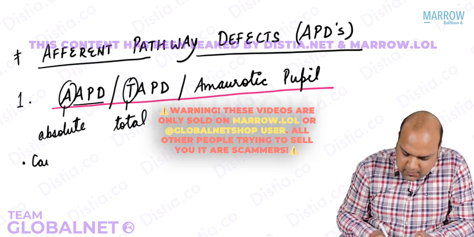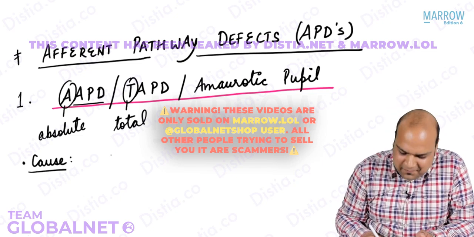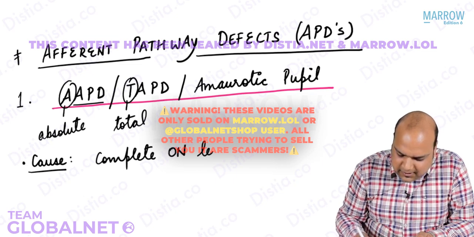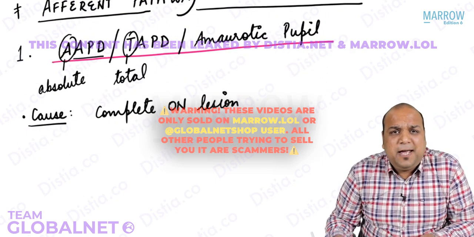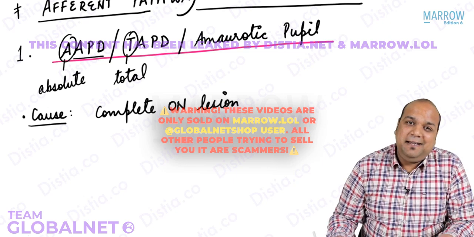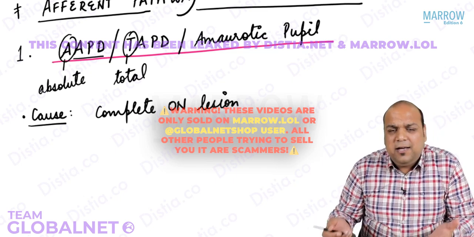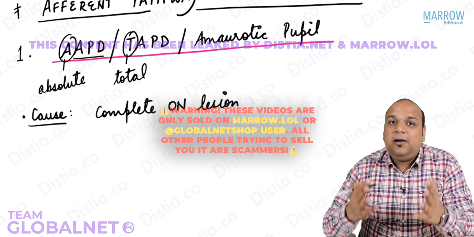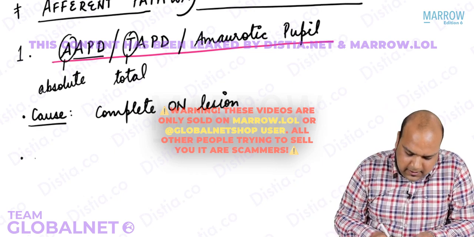Based on this and your common sense and your English knowledge, if I ask you what is the cause of AAPD or TAPD, I think it will be very simple to say complete optic nerve lesion. Can I say this? Complete optic nerve lesion. Optic nerve is the afferent pathway. Absolute means something which is complete in total, everybody. So the answer becomes complete optic nerve lesion, which may occur in cases of end stage optic atrophy or in cases of severe trauma. Am I absolutely clear? No confusion here? Now, what will be the light reflex findings?